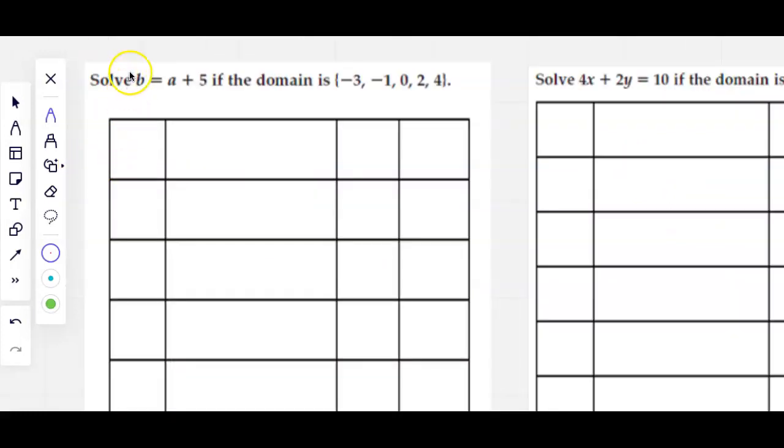We have: solve b equals a plus 5 if the domain is -3, -1, 0, 2, 4. Remember we talked about that last time, domain's just your x values. If you notice, we have our table set up like last time, but this time we're going to organize it a little bit differently, because rather than give me a whole ordered pair, it only gives me the x values. So first thing we're going to do over here is put our x values.